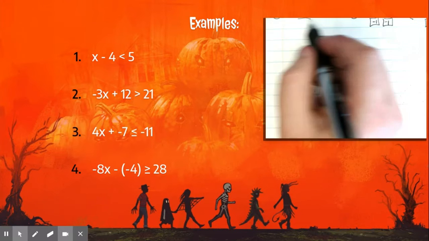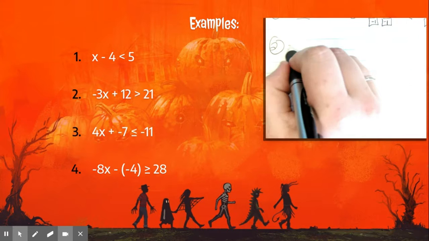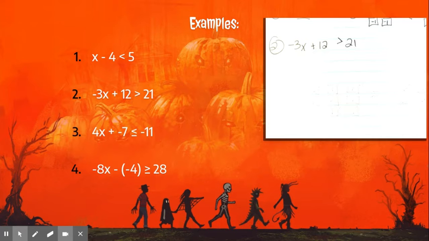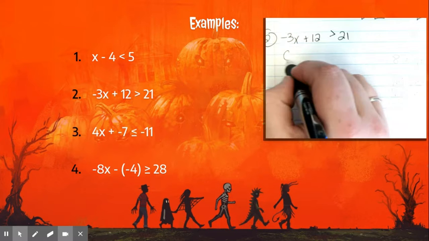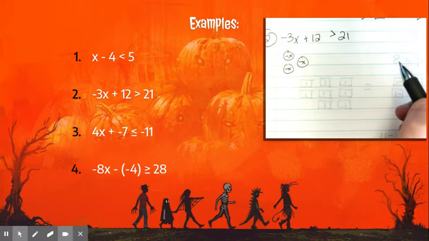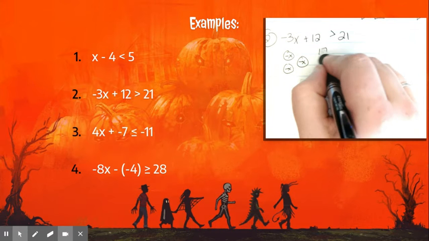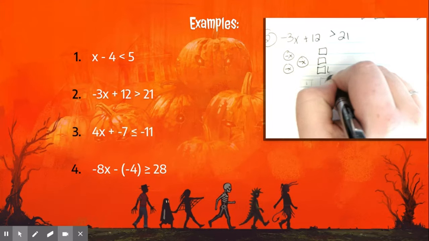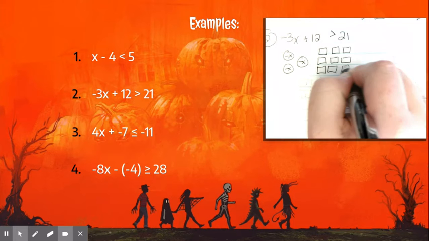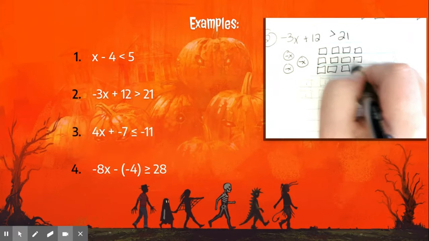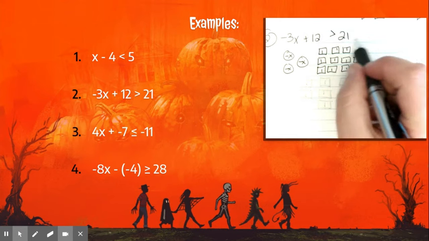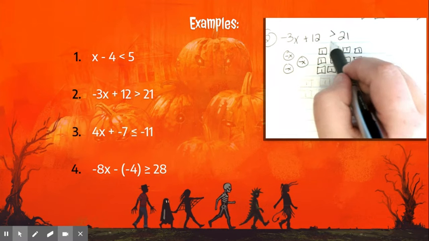Okay, let's do number 2. Number 2, negative 3x plus 12 is greater than 21. Okay, 3 x's, those are all negative x's. Plus 12, those are positive. So we're going to draw 1, 2, 3, 4, 5, 6, 7, 8, 9, 10, 11, 12. That's 12 positive 1s. And this time we have a greater than symbol. So we're going to do greater than.